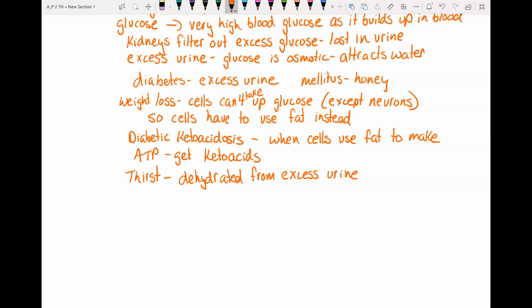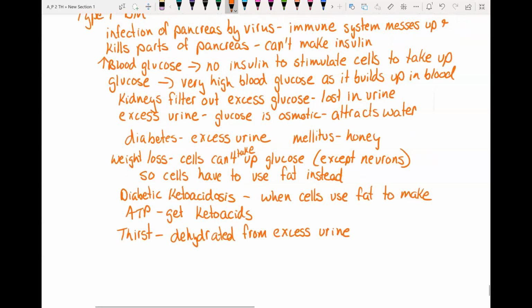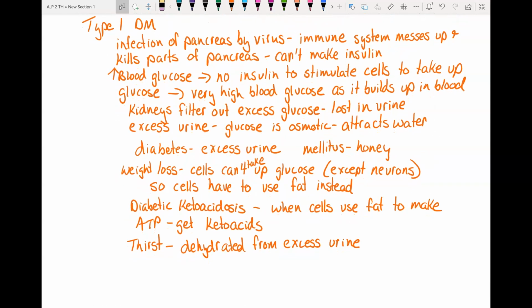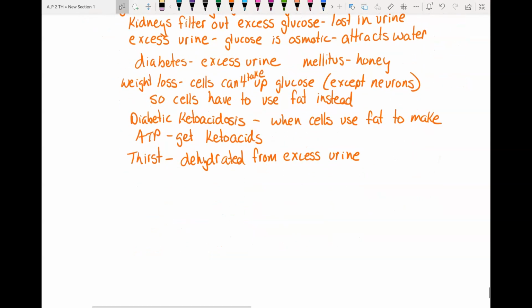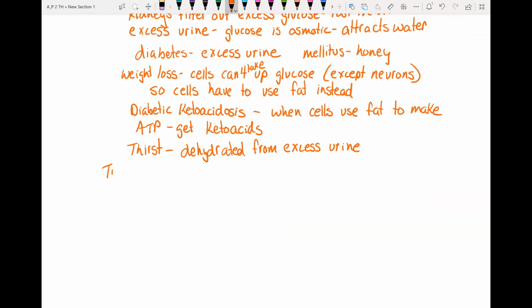So diabetics will drink a lot and urinate a lot. But the cause and effect, it's the urinating a lot that causes them to drink a lot. So you can't just say, well, quit drinking so much and then you'll quit peeing so much. It's the other way around. The diabetes is making them urinate so much, and all that urination is causing them to become dehydrated, and the dehydration makes you feel thirsty. So that is type 1 diabetes. And the only treatment for this is insulin shots.